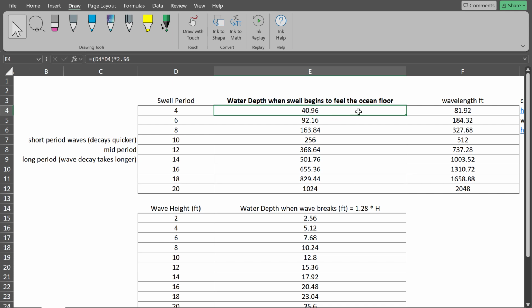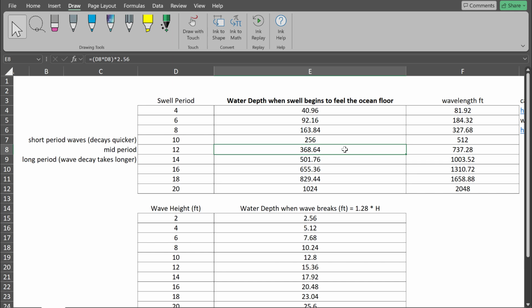If we were to take a look now at a 12-second period, 12-second period is 737 feet across from crest to crest. It starts to feel the ocean floor at about 369 feet of depth. Okay, so that's much further offshore. And remember what happens when these swells start to feel the ocean floor. The wavelength actually shortens. And what else happens? The swell starts to slow down, or the swell train starts to slow down. And it could potentially change direction as well. Well, we're going to get to that in a second.